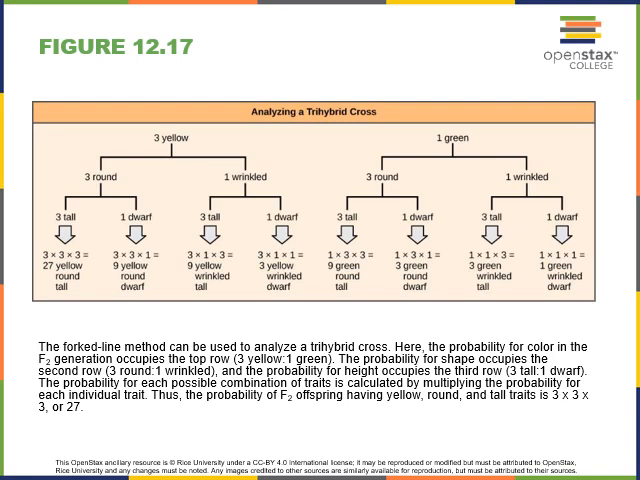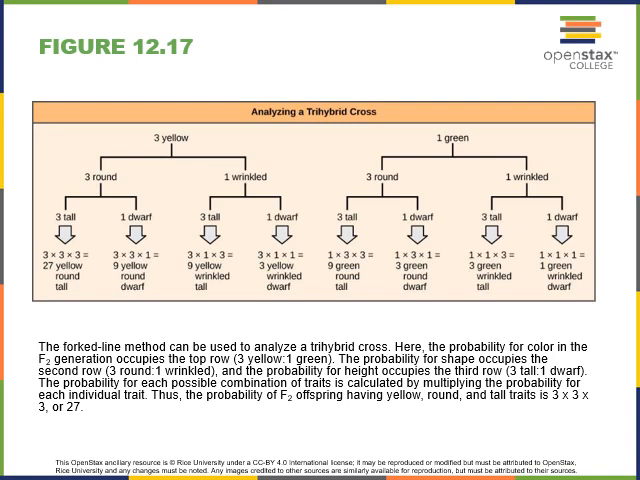Since we know the probability of the dominant trait being expressed in the F2 generation is 3:1, we can multiply 3 times 3 times 3 to get 27 out of the total 4 times 4 times 4 or 64 possibilities. So 27 out of 64 or 42.2% of the F2 generation will be dominant for all three traits. On the other hand, we can look at the probability of having the recessive trait for all three characteristics, which would be 1 in 64, or 1.6% of the F2 generation will be recessive for all three traits.